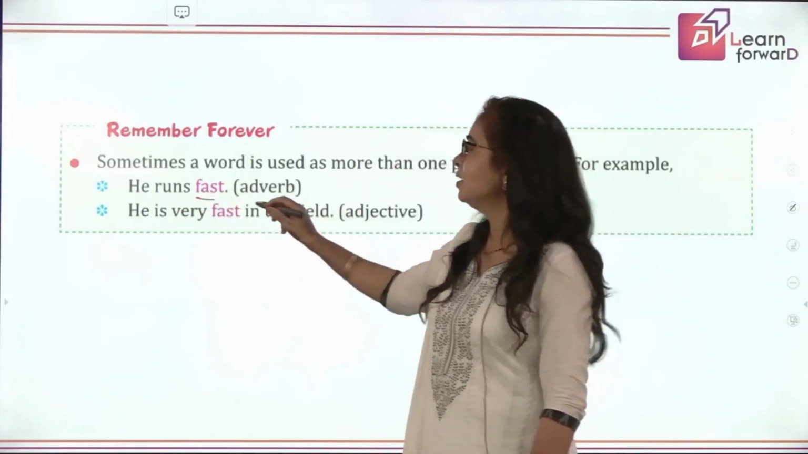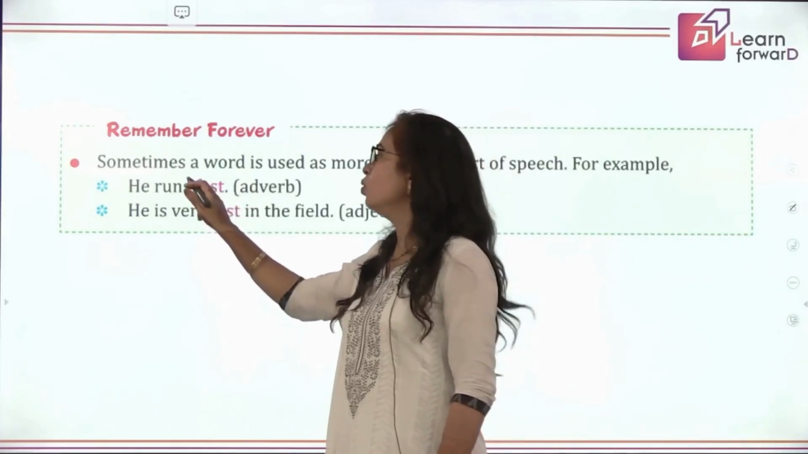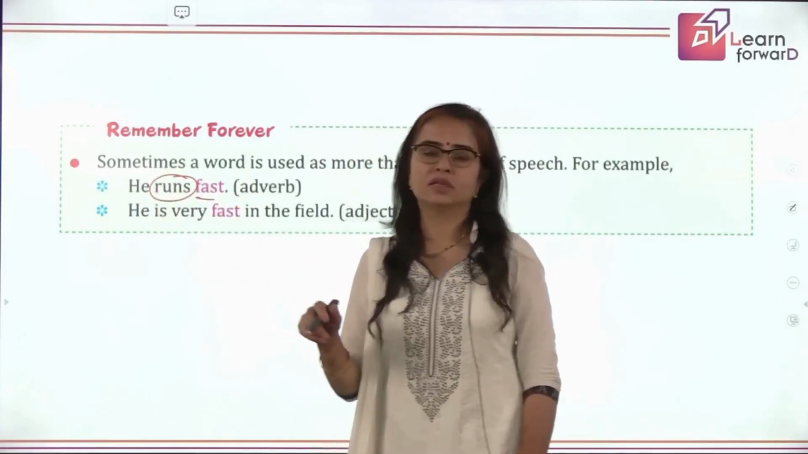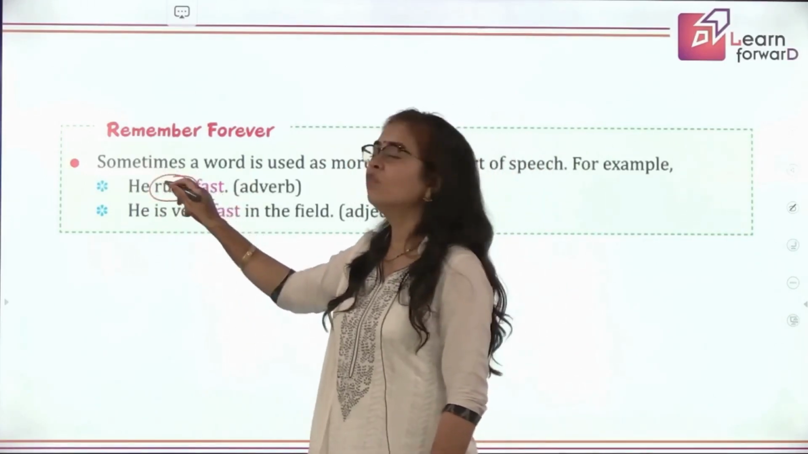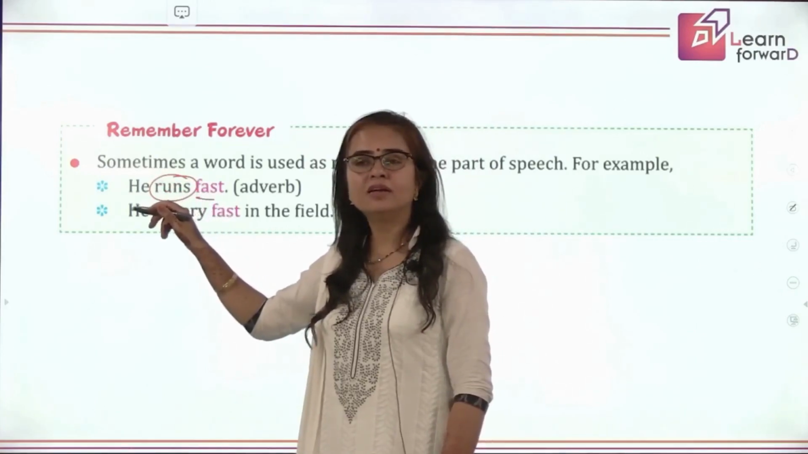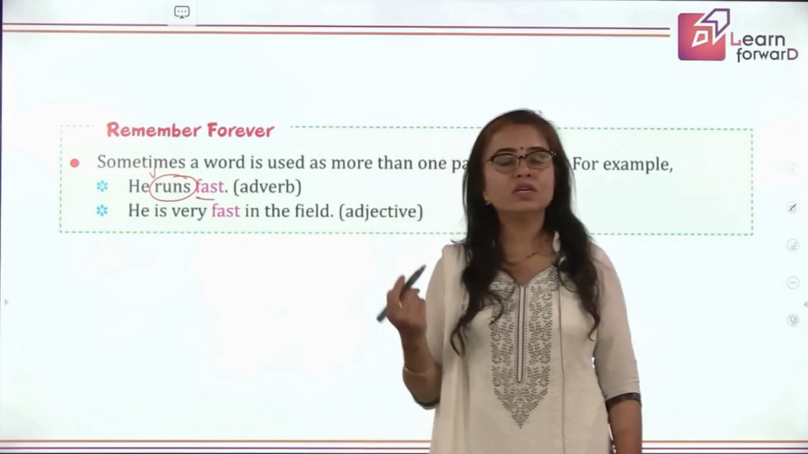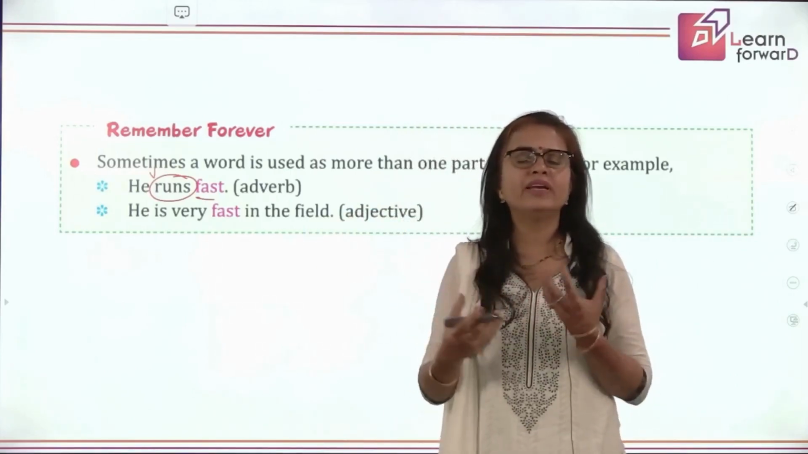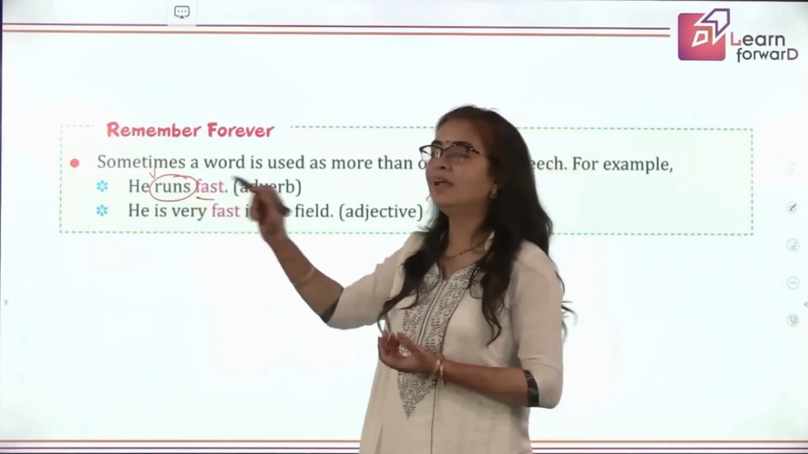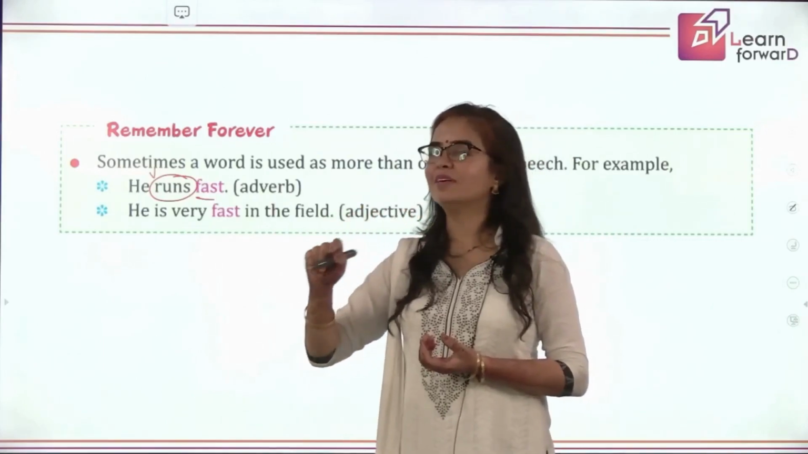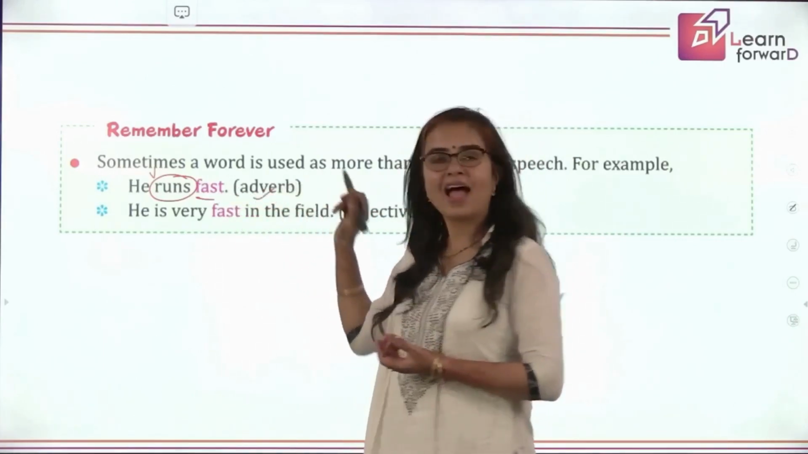Now in this sentence, fast is telling you about the way he runs. That means it is telling you what part of speech is run? It's an action, so it is a verb. Now when another word is telling you something more, it's adding on to a verb, so this is the adverb.